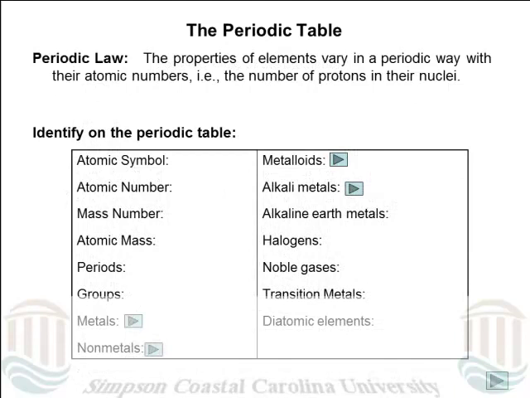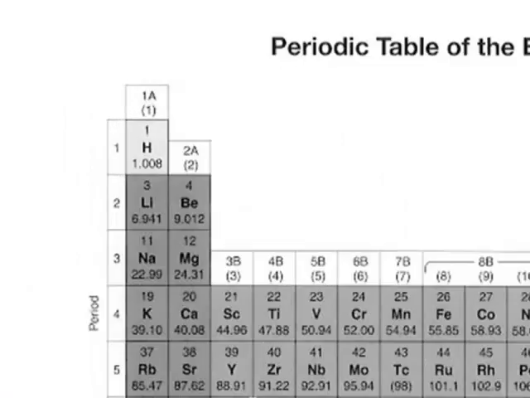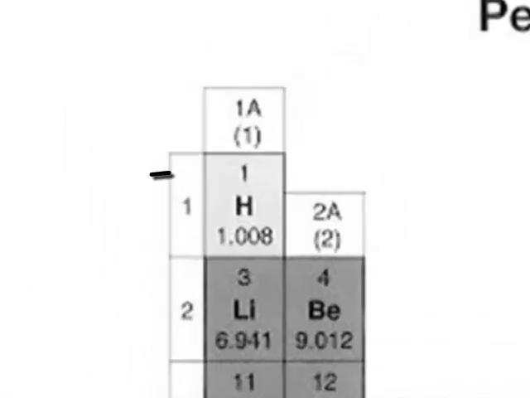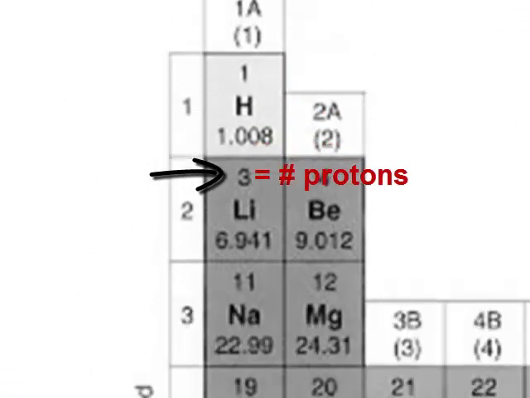Next on the list, atomic number. Atomic number is going to be the number above the atomic symbol on the periodic table. The atomic number is going to tell us how many protons an atom of that particular element has in its nucleus. That's what the atomic number means. So for example, hydrogen, because it has a 1 above it, an atom of hydrogen has 1 proton in it. An atom of lithium, Li, right below it, has 3 protons in it.